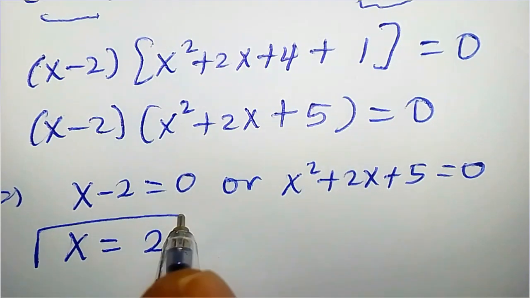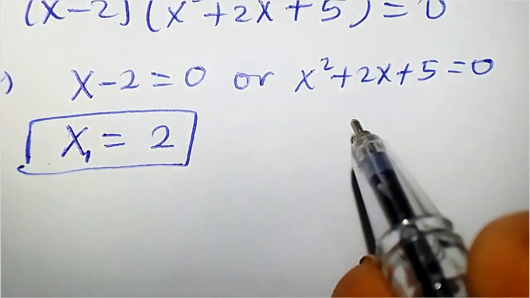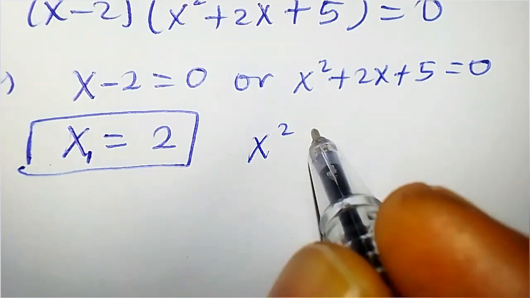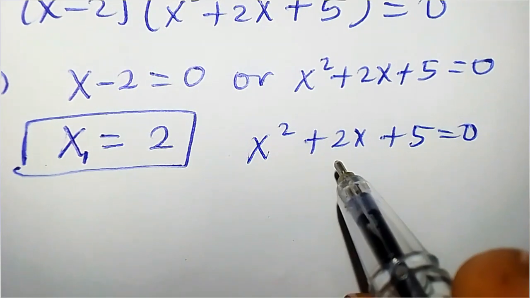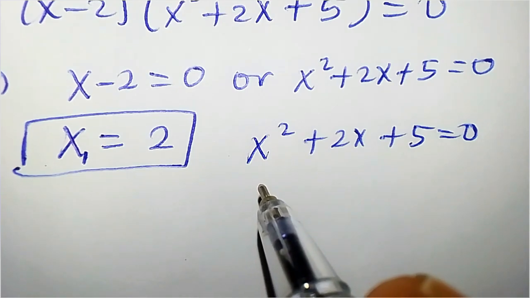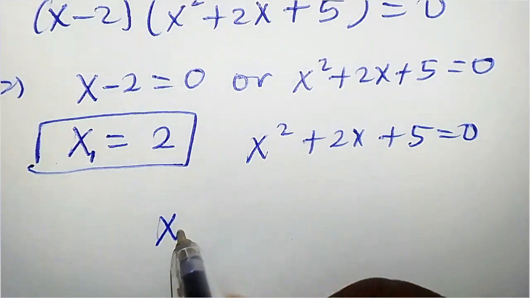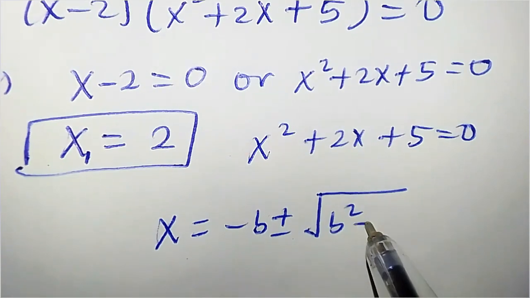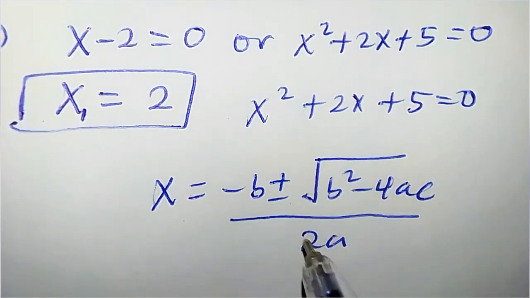This is the first solution. Let's call it x1. x1 is 2. Now, let us focus our attention on this quadratic equation. x to the power of 2 plus 2x plus 5 equal to 0. This quadratic equation can only be solved using quadratic formula or completing the square method. But for the sake of this video, we are going to use quadratic formula. We recall that x equal to minus b plus or minus square root of b square minus 4ac over 2a. This is the quadratic formula.